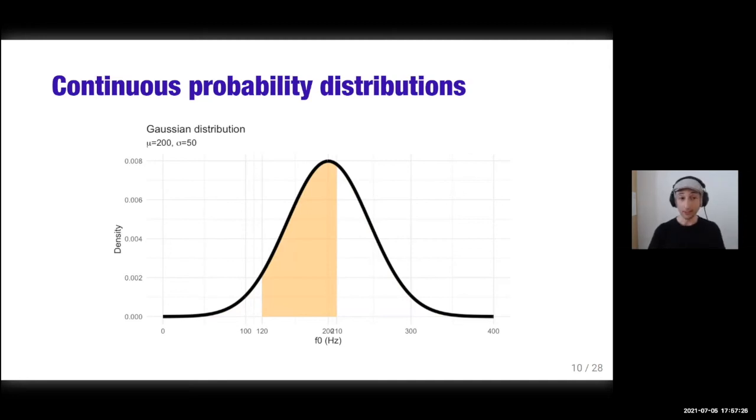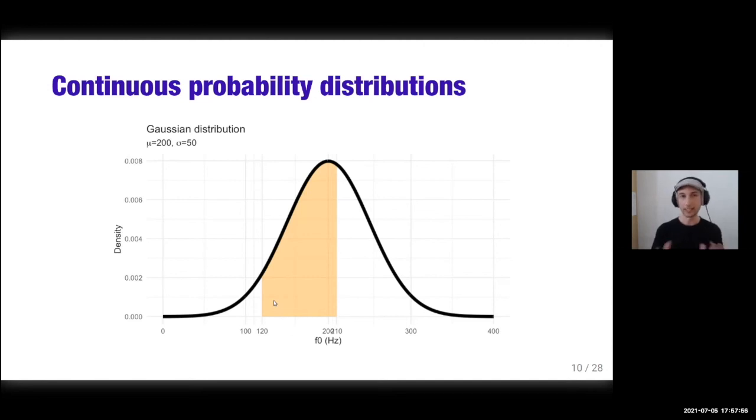And in this example, what you see is the shaded area under the curve between 120 hertz and 210 hertz. And again, if you calculate the area, that would give you about 52% of the total area under the curve. And that means that you have a 52% probability of getting any value that is between 120 and 210.